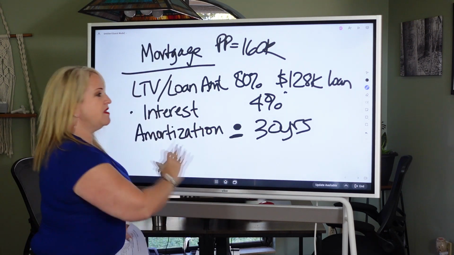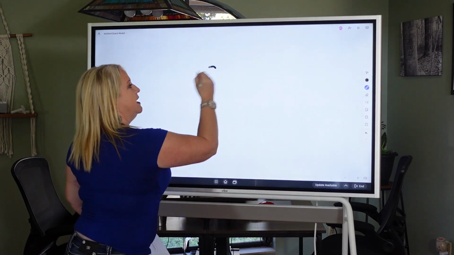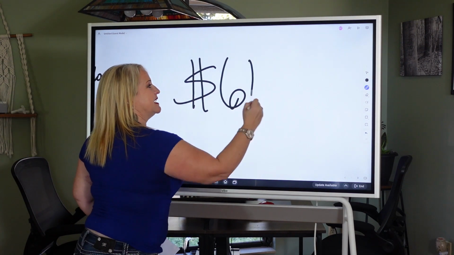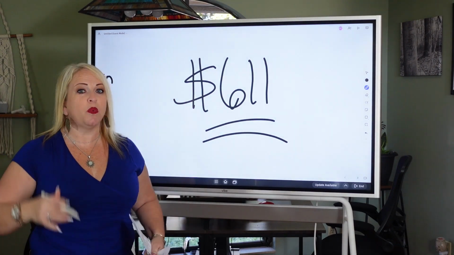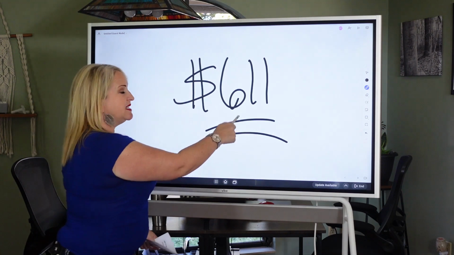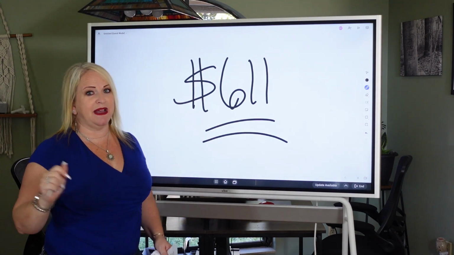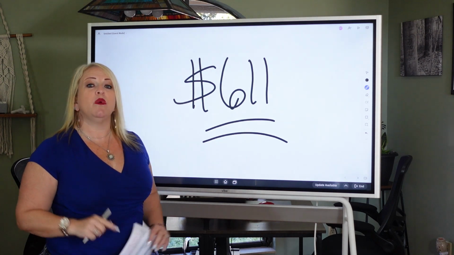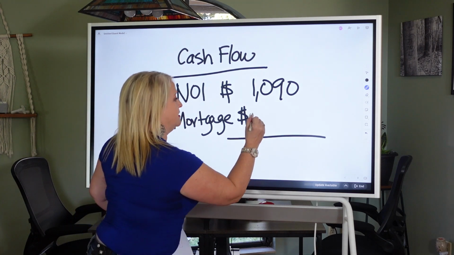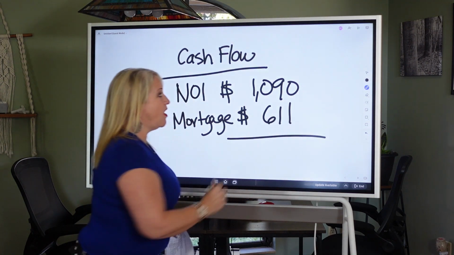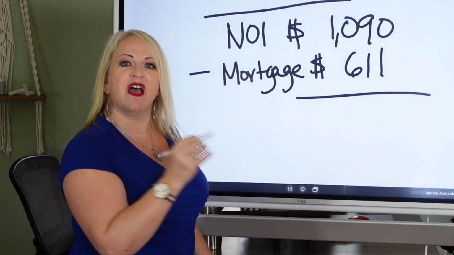Okay, so with all of that being said, that means our monthly mortgage payment is gonna be $611. So out of that $1,090 that comes in every month, we're gonna have to send back out $611 to the lender for lending us the majority of the money to buy this duplex. So let's go back and see, what does our cash flow look like? All right, so let's throw our mortgage payment in there. So minus $611. So how much cash flow do we have on this fabulous little duplex?